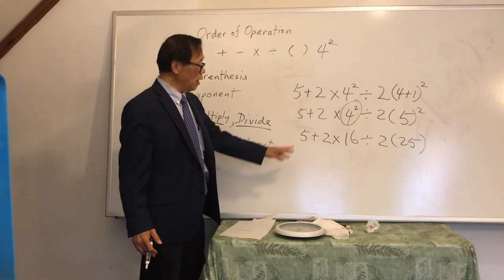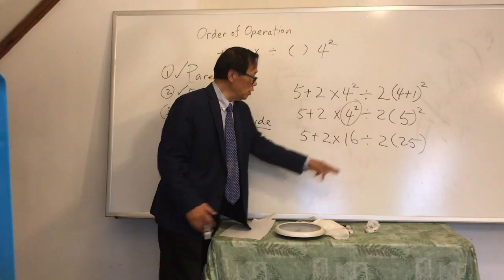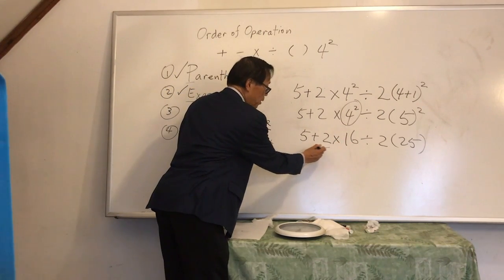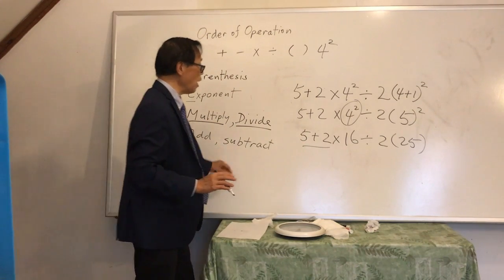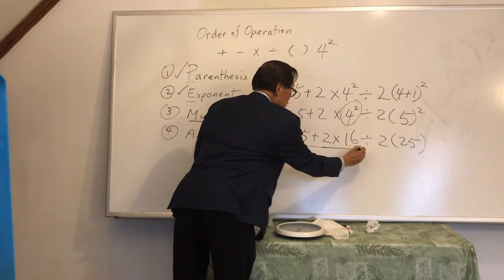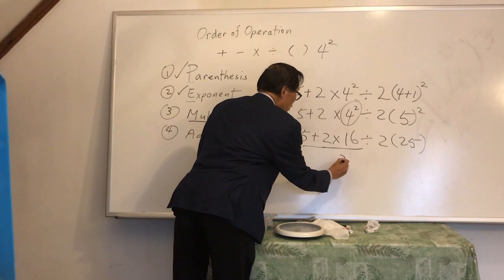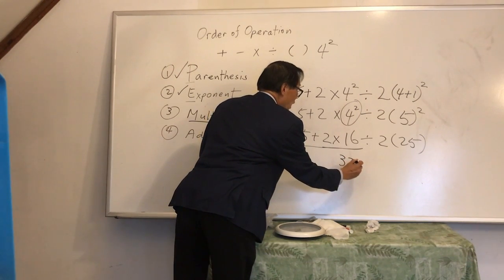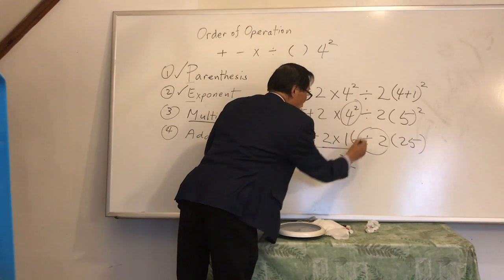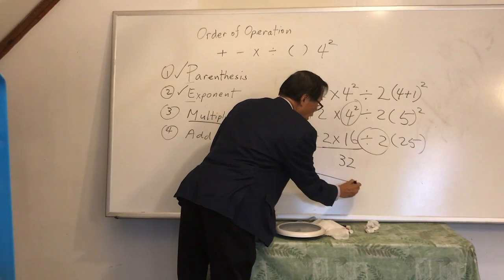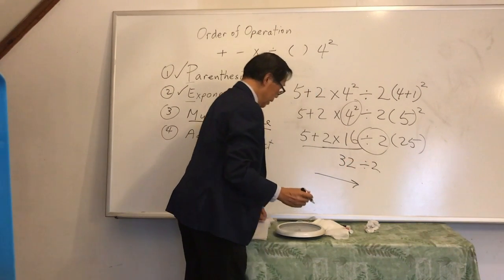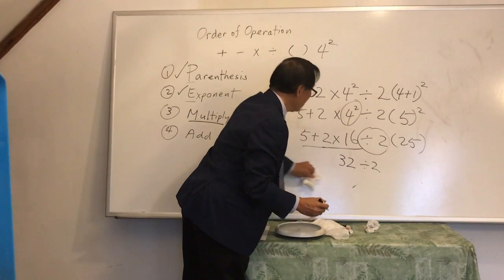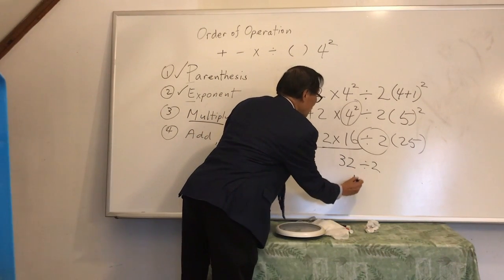So now you're going to look at multiplication and division. So don't do 5 plus 2 equals 7. That comes last. Remember, adding, subtracting comes last. So we want to multiply 2 times 16, which is 32. And then we have a division. That's what comes next as we go from left to right. 32 divided by 2 will give me 16.